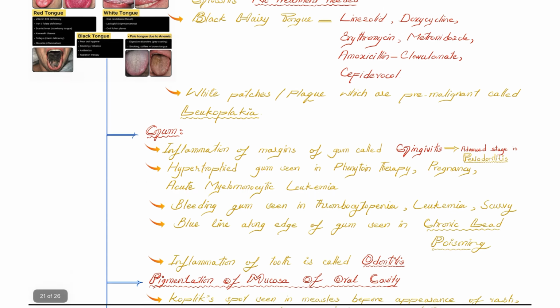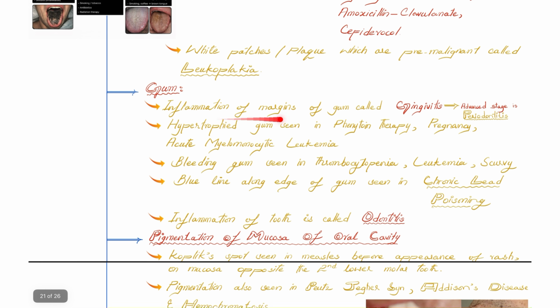Then look at the gums. If there is inflammation of margins of gum, this is called gingivitis, and if it becomes so severe, then it is called periodontitis. Hypertrophied gum is seen in phenytoin therapy, pregnancy, acute myelomonocytic leukemia. And look for the gum bleeding, which is common in thrombocytopenia, leukemia, and scurvy, where there is deficiency of vitamin C, which is ascorbic acid. Blue line along the edge of the gum is seen in chronic lead poisoning, and you may find inflammation of tooth, which is called odontitis.